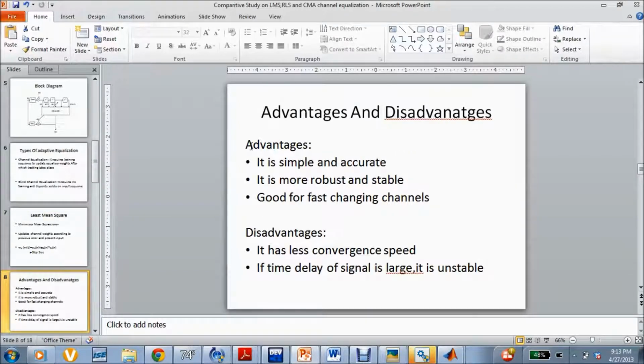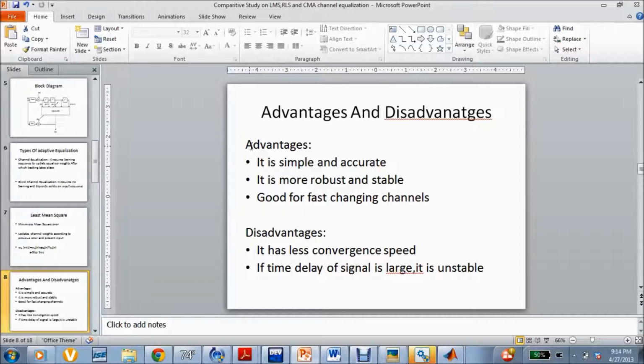We'll see the positive side and the negative side of this algorithm. First, I'll tell about the advantages. It is simple and accurate because it uses only one parameter to manipulate it, and it is stable to channel noise and interference. This type of algorithm is good for fast varying channels because it has only one parameter to change and it can adapt quickly. But there are also some downsides to this approach. The first thing is that it has less convergence speed because it has a single parameter. It takes a lot of time to converge. So this may not be desirable in some communication systems.